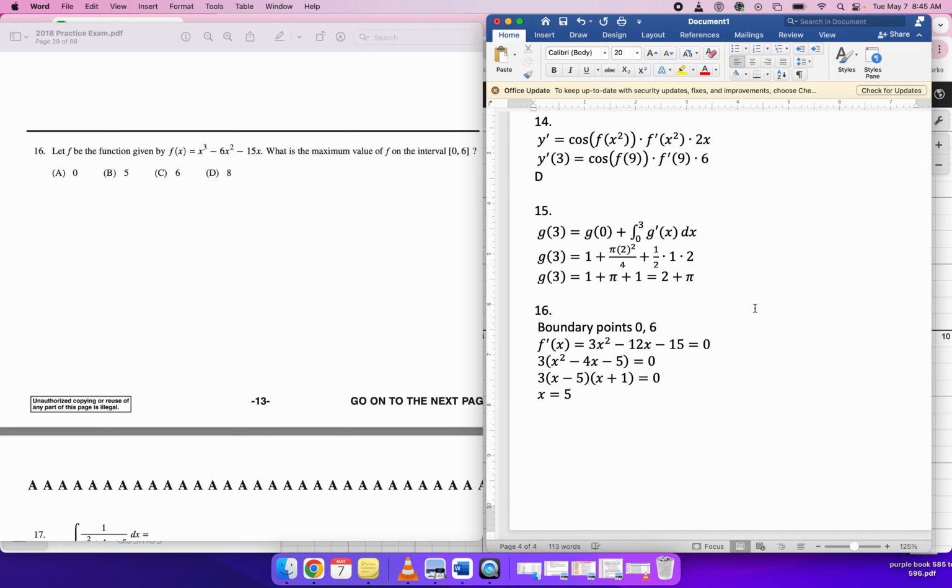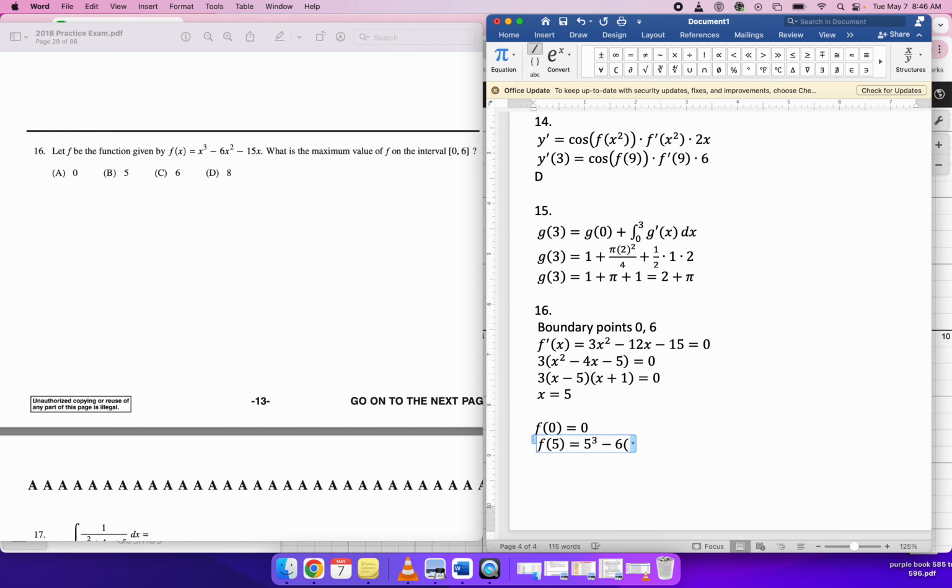So which one produces the biggest value? Well, you just got to plug them in to find out. Obviously, f of 0 is 0. What is f of 5? 5 cubed minus 6 times 5 squared minus 15 times 5. 5 cubed is 125, minus 6 times 25 is 150, minus 15 times 5 is 75. So that's negative 100.